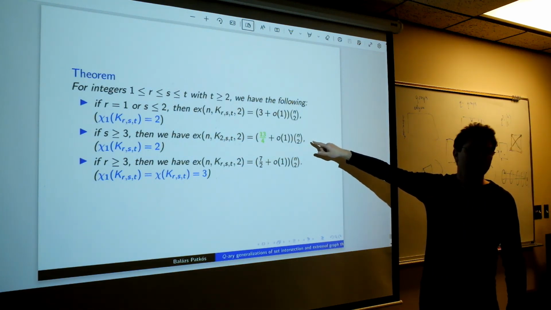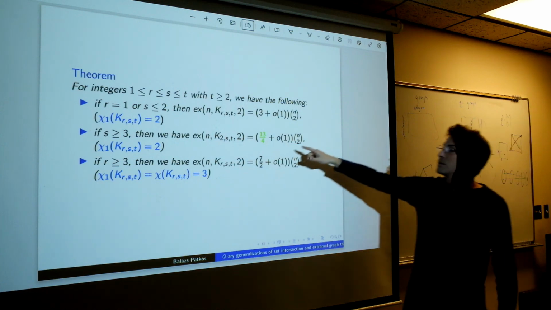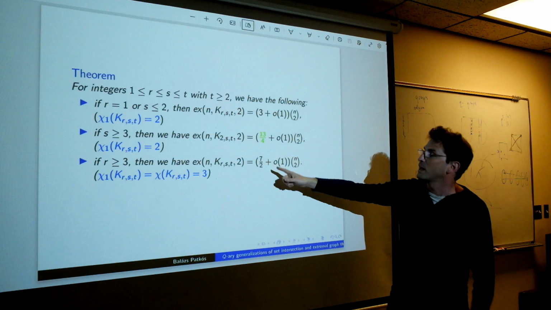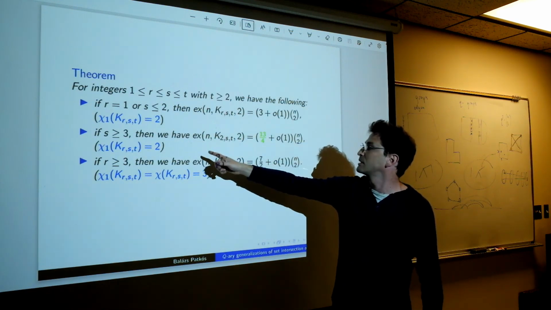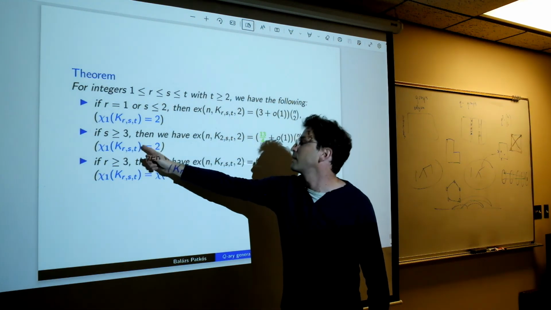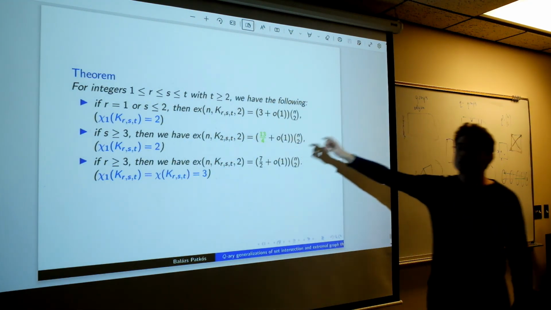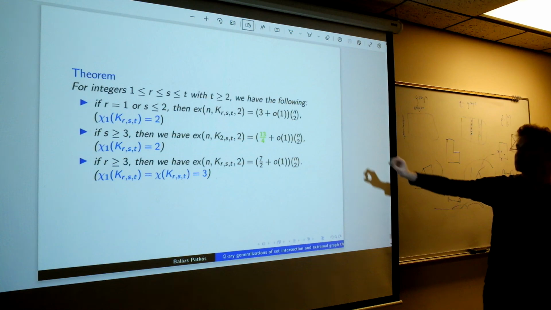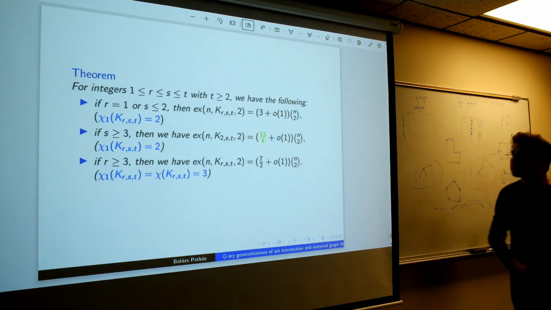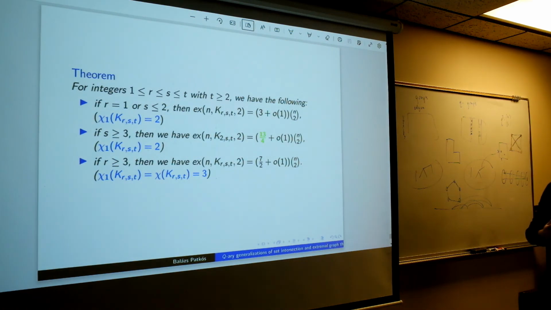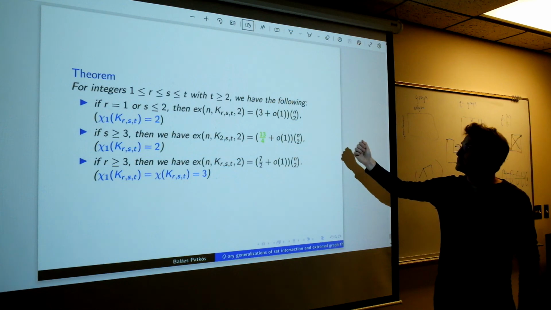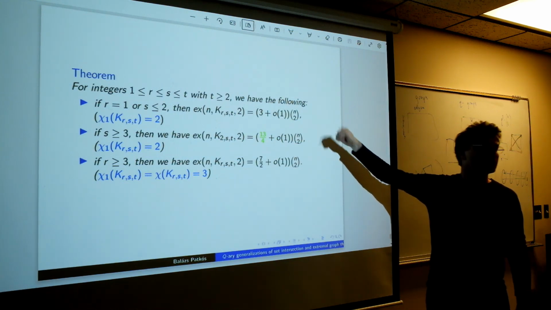And this one is the annoying part, because the lower bound was 3, the upper bound was 7 over 2, and we could get in some cases, if R is 2, S is at least 3, and T is, of course, at least 3, that it's exactly in between, so halfway through. The upper bound proof is an application of the regularity lemma. It doesn't really matter. All that matters is that it's neither the lower bound nor the upper bound.